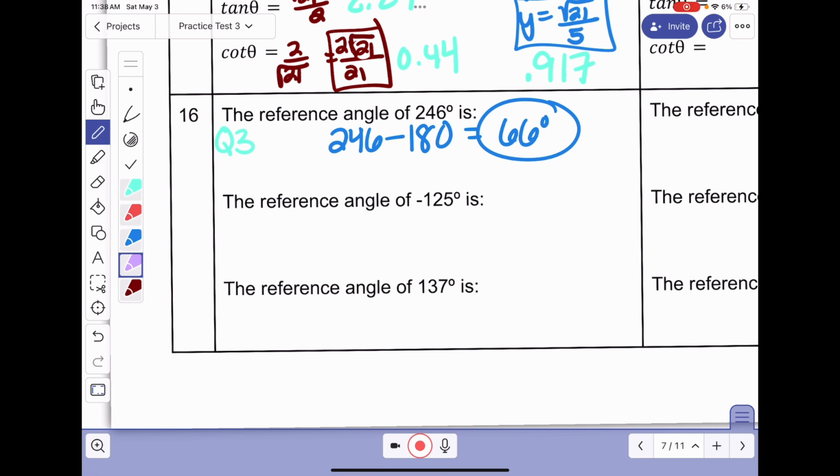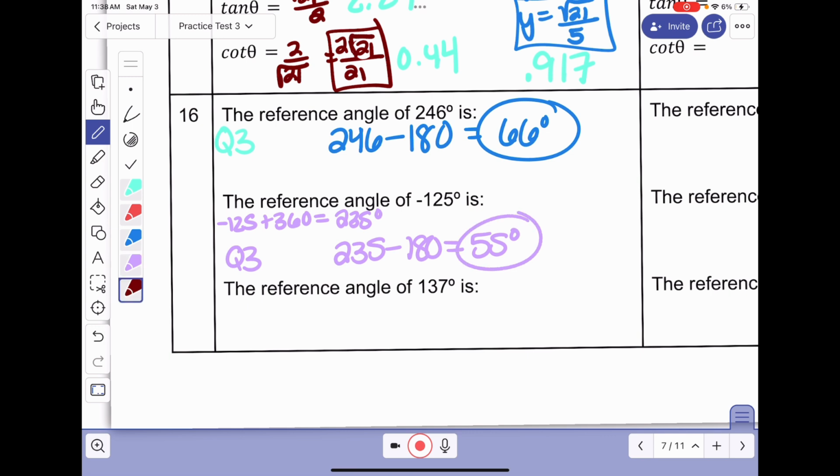Next one, negative 125. So I'm going to add 360 to that to find a coterminal angle. And that gives me 235. 235 is in quadrant 3. So I'm going to do the same thing. 235 minus 180. And I get 55 degrees. Then I have the reference angle of 137. So 137 is in quadrant 2. So the rule for that is 180 minus the angle. So 180 minus 137 is 43 degrees. So you just use those rules to solve the quadrants.